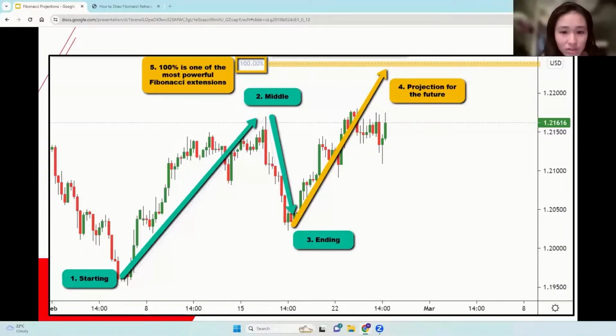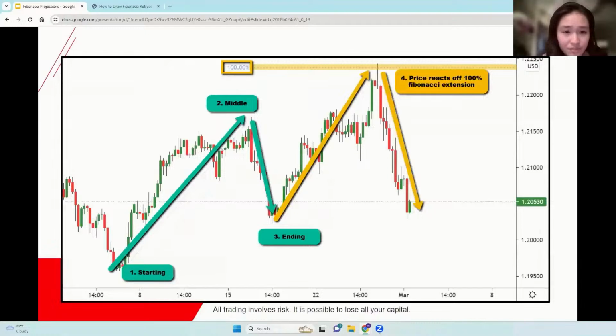Okay, so let's see how this plays out again. You can see price reversed off of the 100% level nicely.